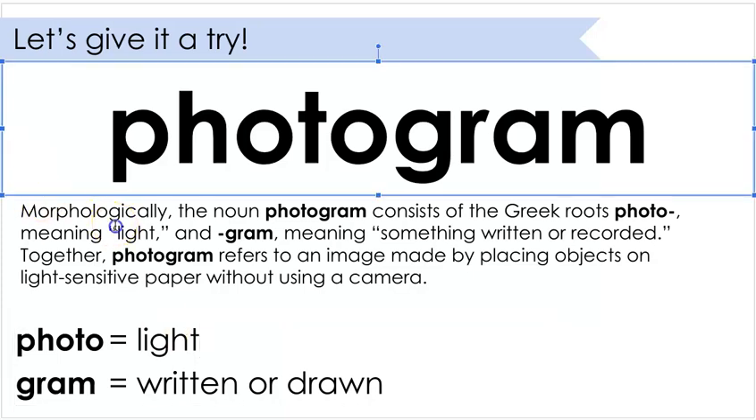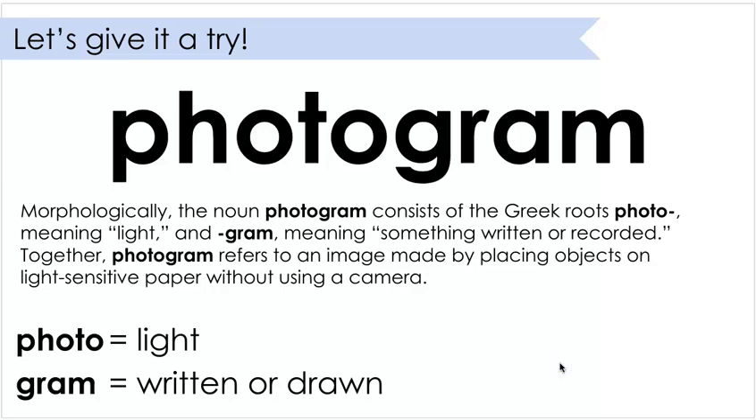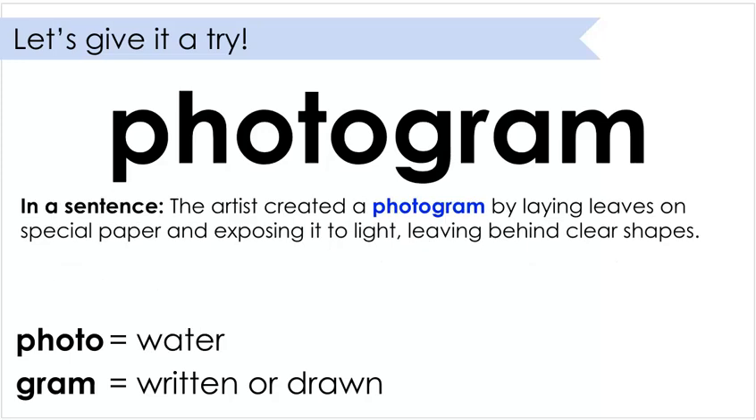So morphologically, the noun photogram consists of the Greek roots photo, meaning light, and gram, meaning something written or recorded. Together, photogram refers to an image made by placing objects on light-sensitive paper without using a camera. You could actually make that simply if you put some leaves on some construction paper and leave it in the sun for a day. Take the leaves off, and you have a photogram. In a sentence, you might say, the artist created a photogram by laying leaves on special paper and exposing it to light, leaving behind clear shapes.